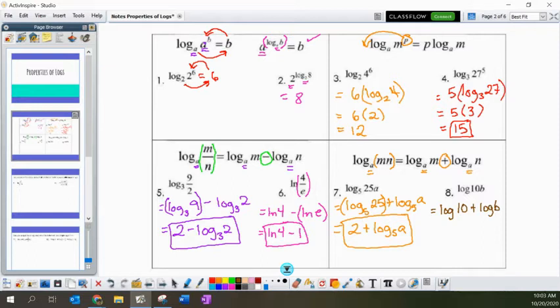Now, we can simplify that because we know the power we raise 10 to get 10. What's log base 10 of 10? That's just 1. 10 to the first power is 10. Plus, I don't know what power we raise 10 to get b because we don't even know what b is. So I'm just going to leave that as a log of b. Final answer.